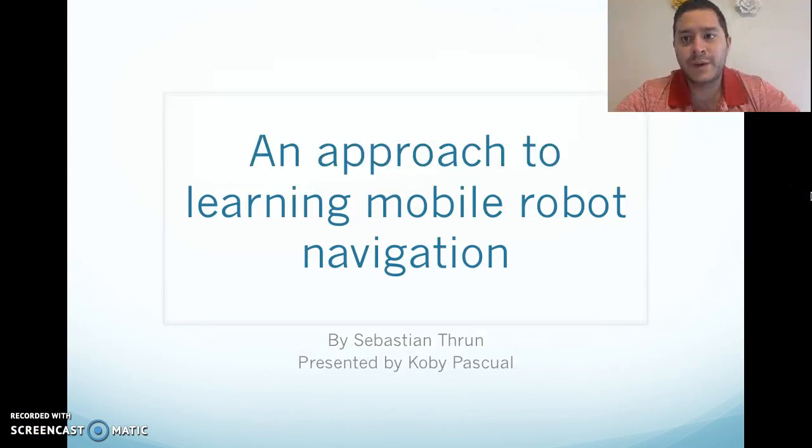Okay, my name is Kobe Pasquale, and I'm going to talk about a paper done by Sebastian Thrun back in 1995 called An Approach to Learning Mobile Robot Navigation.